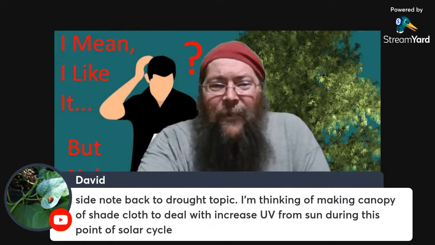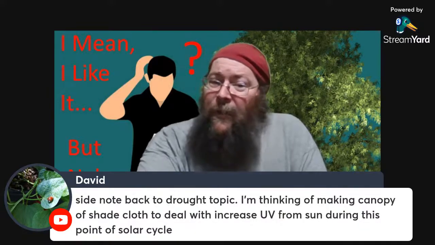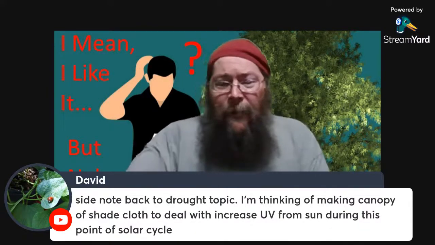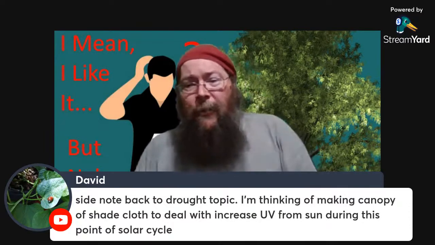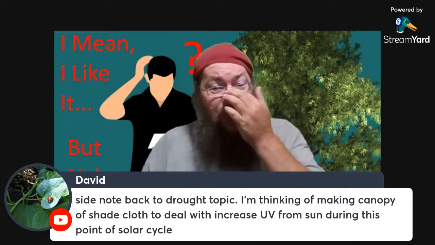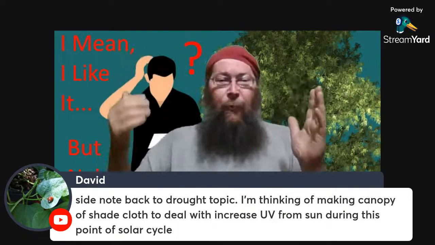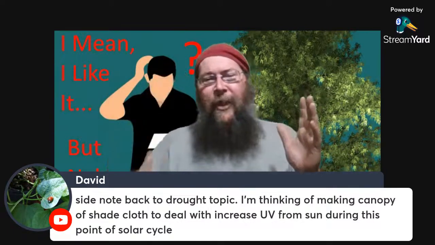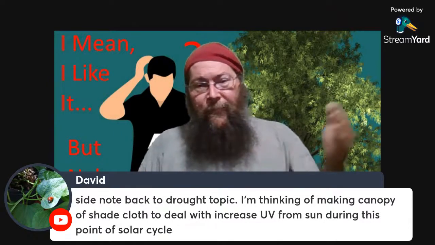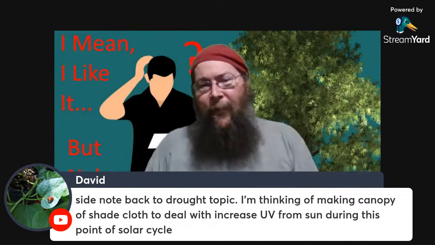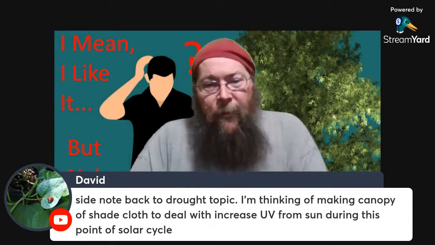It's a side note, back to drought topic. I'm thinking of making a canopy of shade cloth to deal with increased UV from the sun during this point of the solar cycle. Might not be a bad idea. And this is part of the reason why doing gardening or food forests, alley cropping, agroforestry is good: the trees that you've got planted in close proximity to your annual crops provide you with shelter, not just from the wind, but also a little bit of partial shade. There's a lot of things that would really like to have some afternoon shade. So having a good hedgerow of something planted on the west side of wherever you're growing is a good idea. But if you don't have that, then throw up some shade cloth.